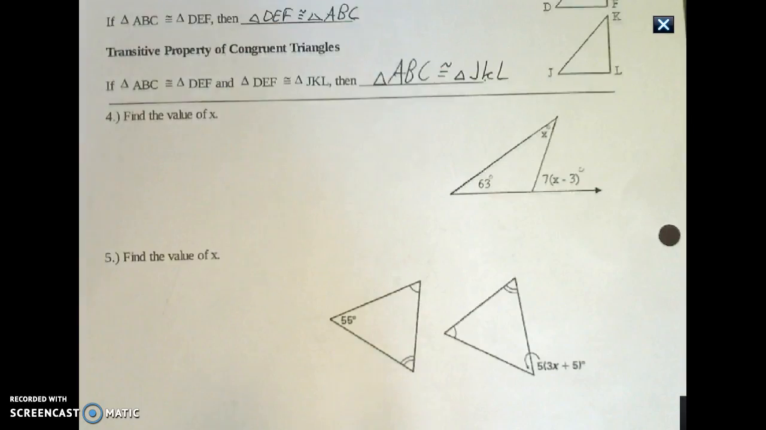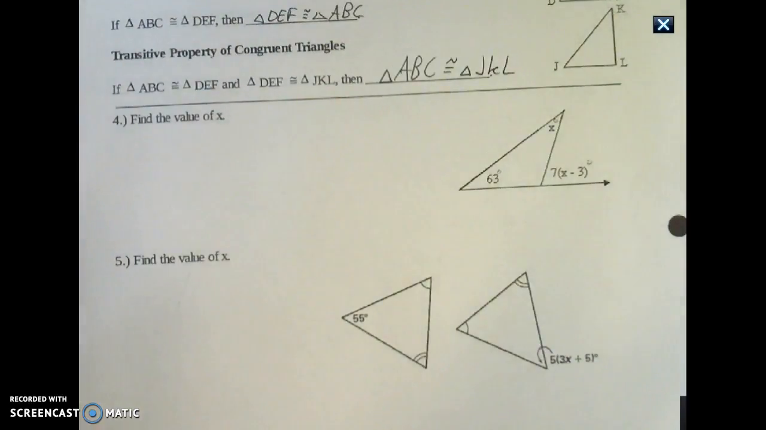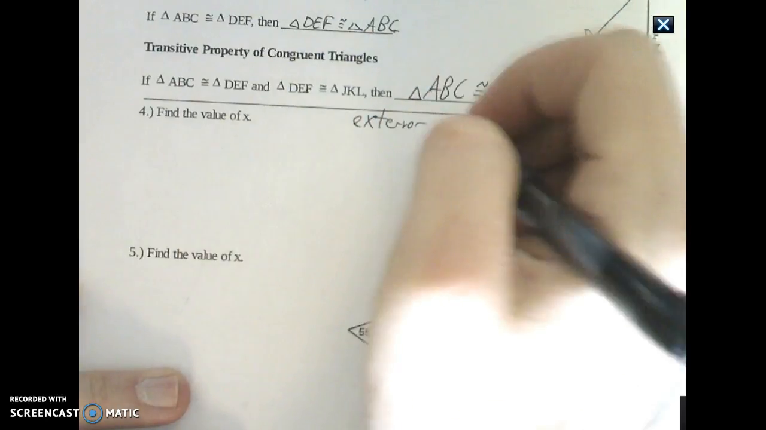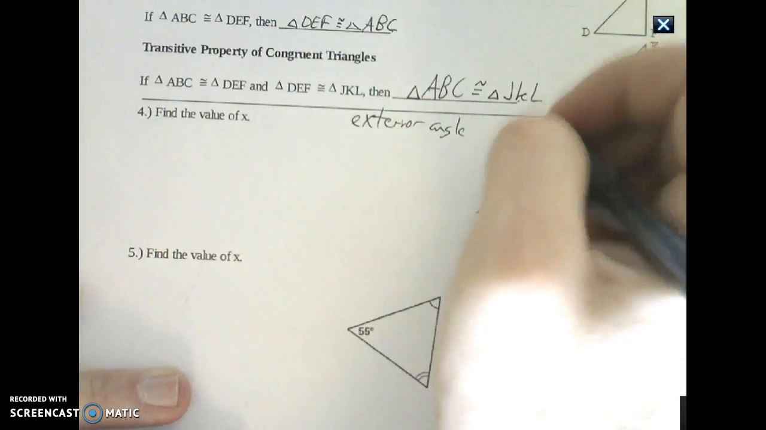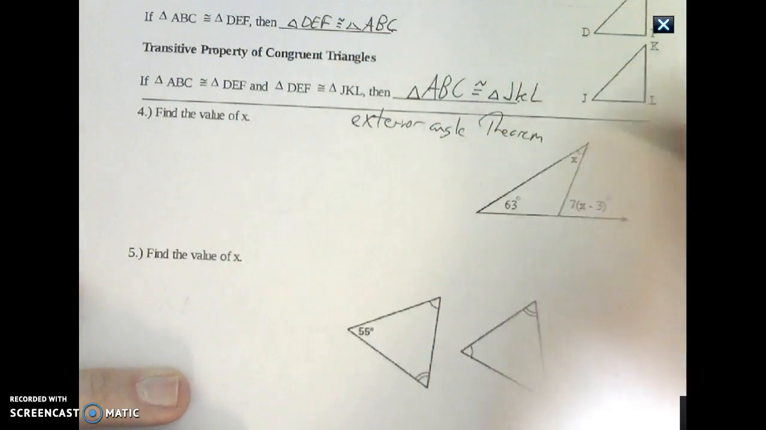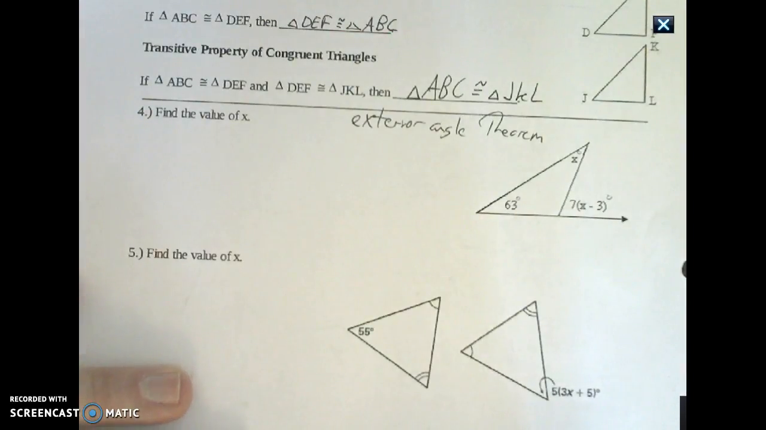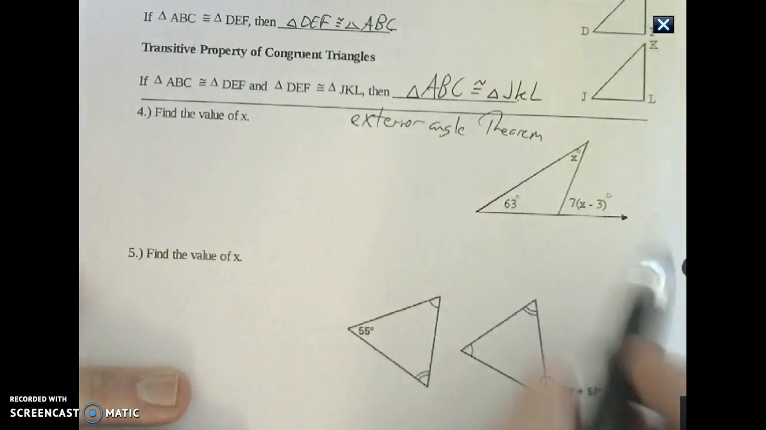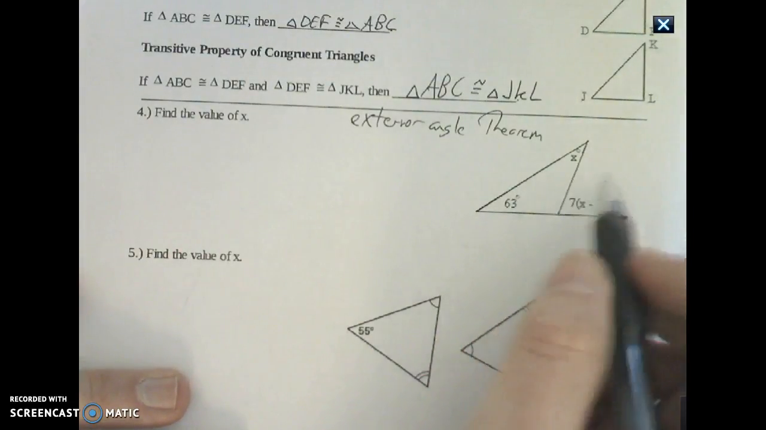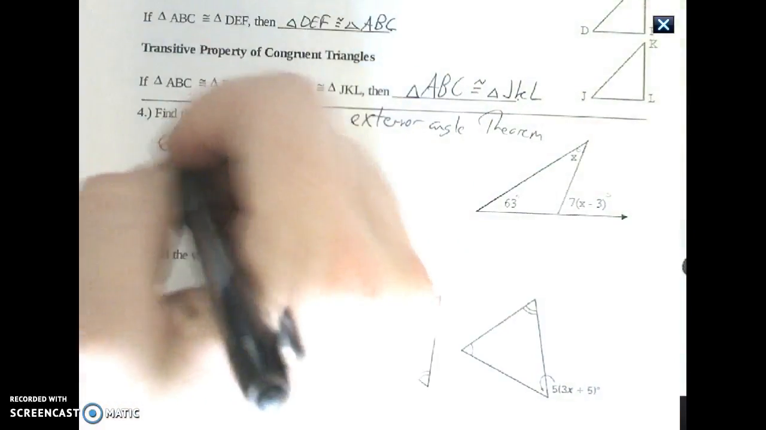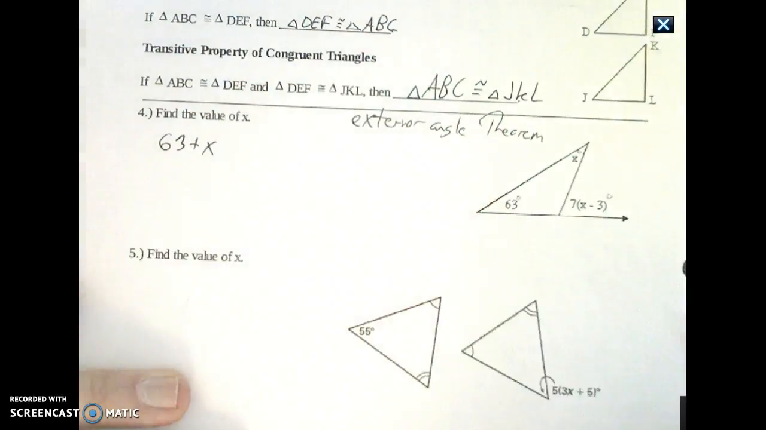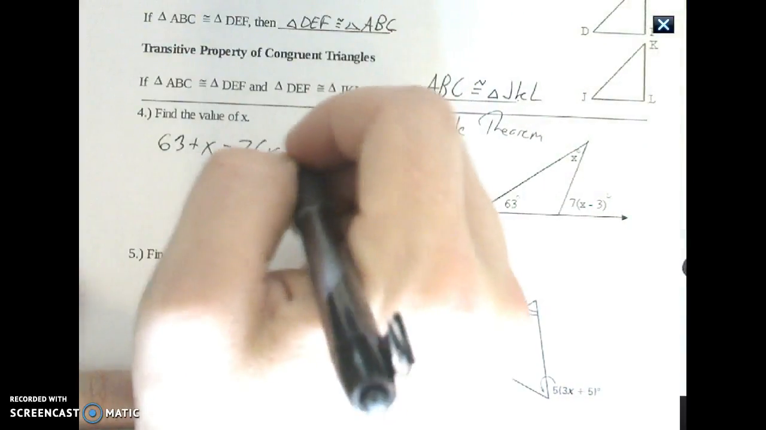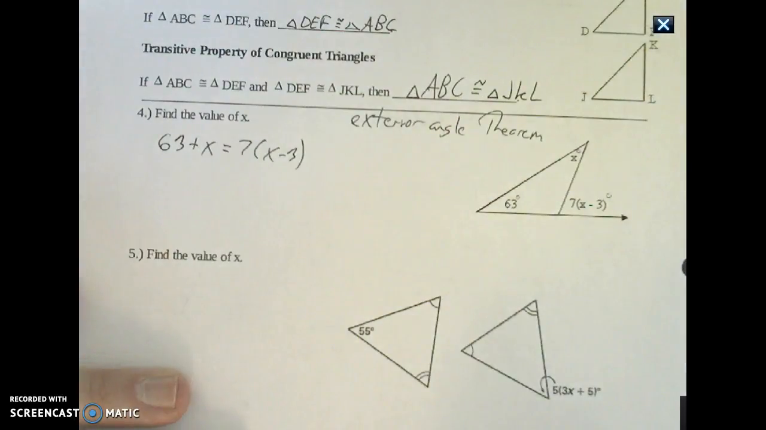Number 4. Find the value of x. Alright, this is a throwback to yesterday. Exterior angle theorem. I put this on here because it will be on your test, so I want you to be comfortable with it. And that's an awful exterior, but my bad. You can take the two inside things and add them together. 63 plus x. And set it equal to your outside thing, 7x minus 3. Alright, I want to solve this.